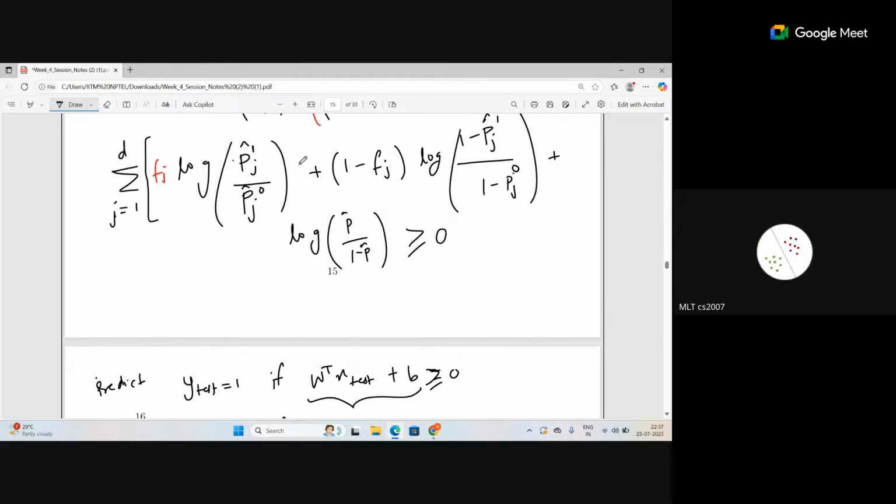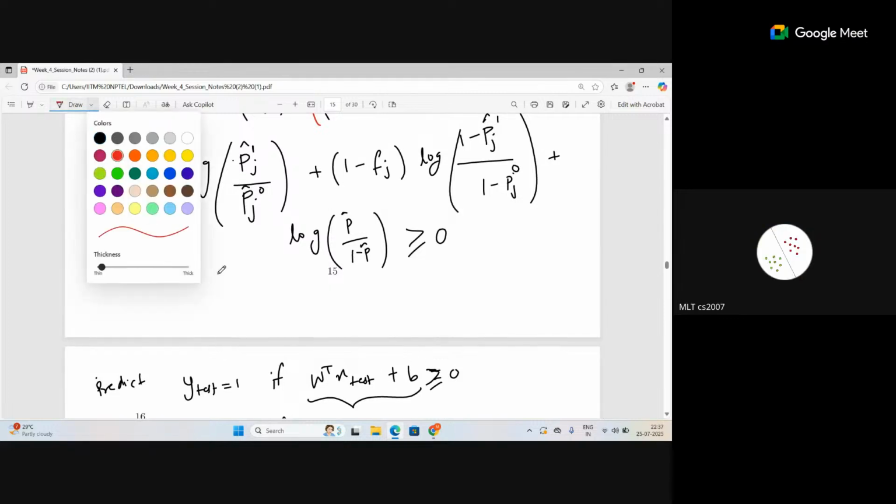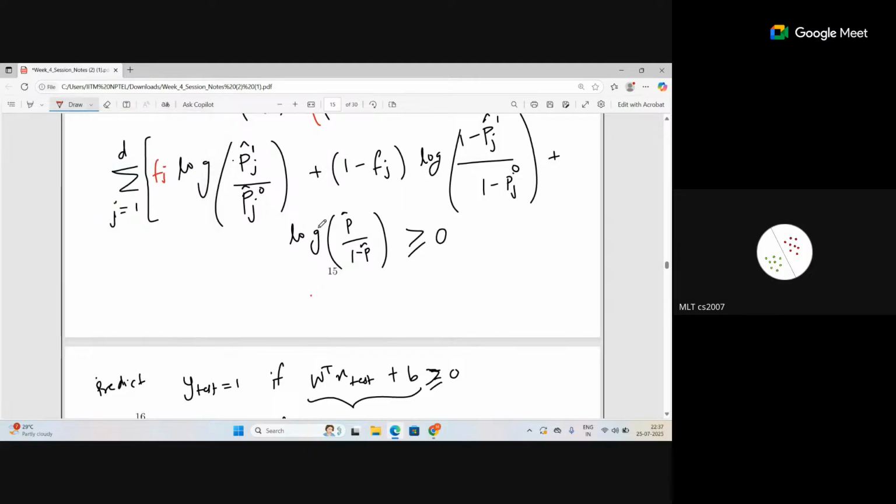Can you think of this part, this p hat by 1 minus p hat? This will be one constant. Can this be a constant? Yes, constant. So let us say this is b.